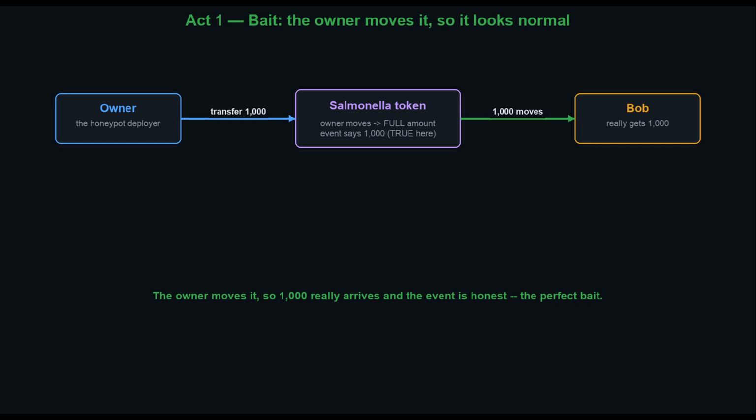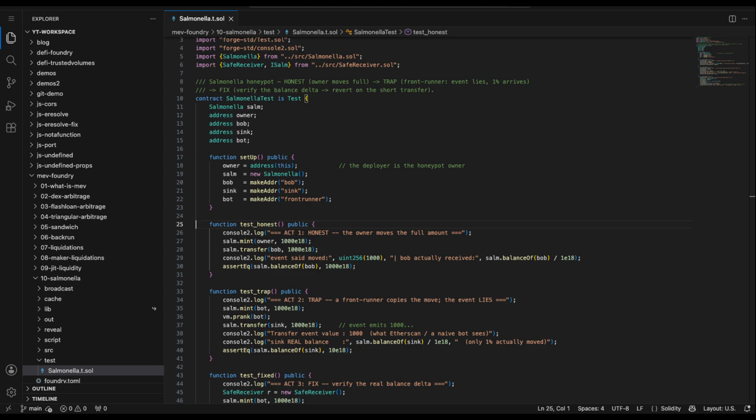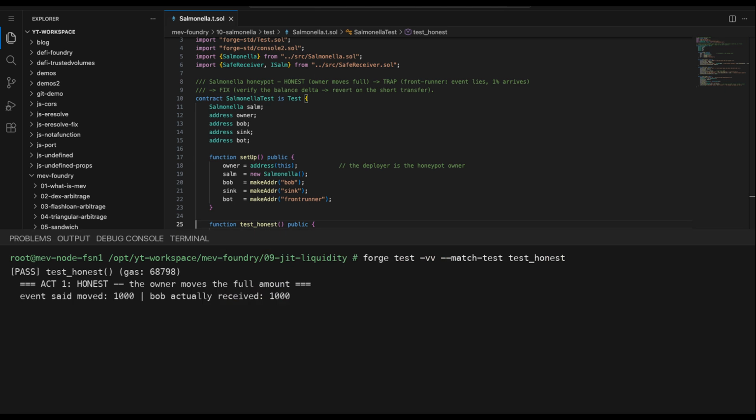Now let's prove it. Here's the honest test. The owner mints 1,000 tokens and sends them to Bob. We print what the event claims moved and what Bob actually received. Watch them match. Run it. The owner moves 1,000. The event says 1,000 moved and Bob actually received 1,000. They match because the owner is the one moving. Honest and boring, exactly as bait should look.